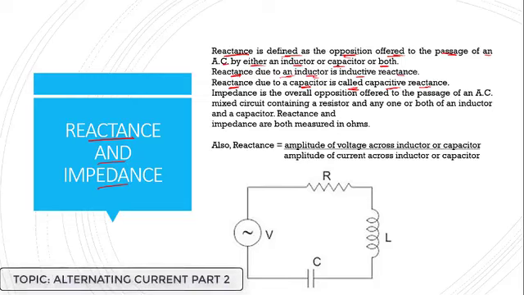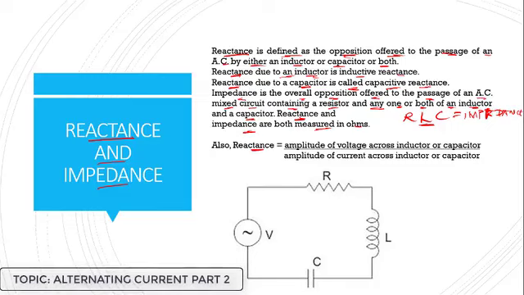On the other hand, impedance is the overall opposition that is offered to the passage of an AC in a mixed circuit containing a resistor and any one or both of an inductor and a capacitor. So when you get a resistor, an inductor and a capacitor, it forms an RLC circuit. Resistor, inductor represented by L and capacitor by C, and this gives birth to impedance. So both reactance and impedance are measured in ohms.